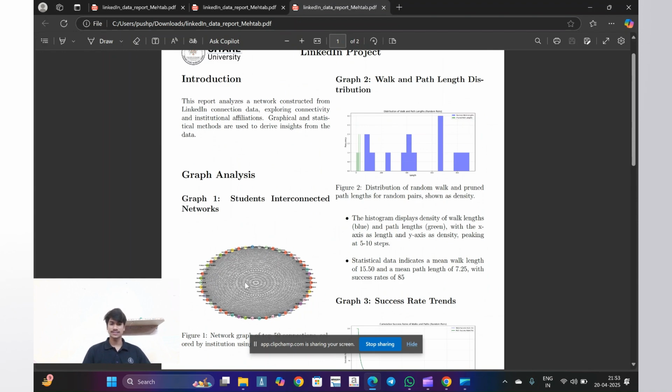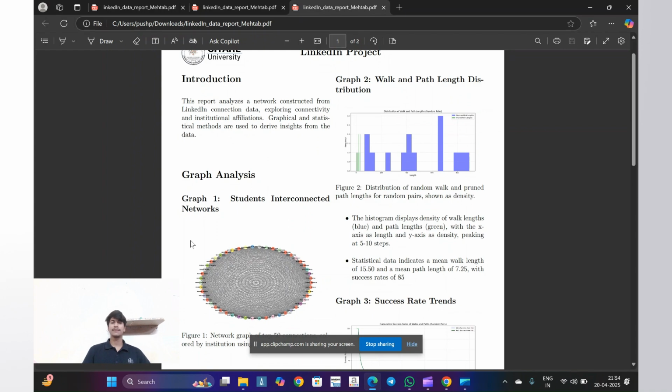And now we talk about the success rate. We achieved an 85% success rate for the walk and 70% for the path. This whole data tells us that pruning is more effective than walk. In pruning, we travel minimum nodes.